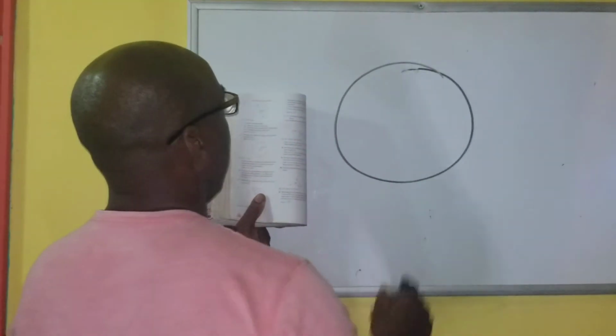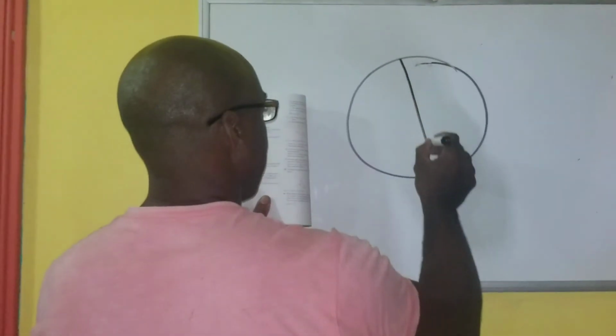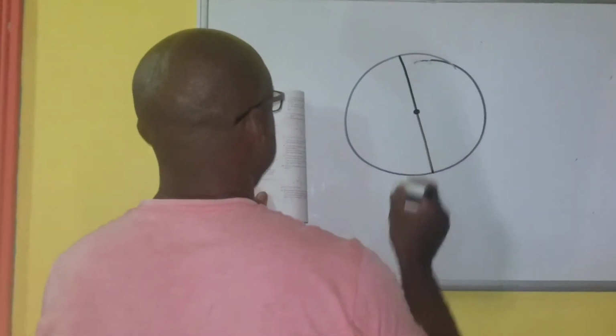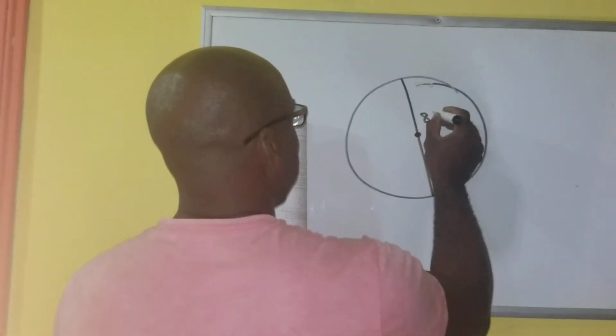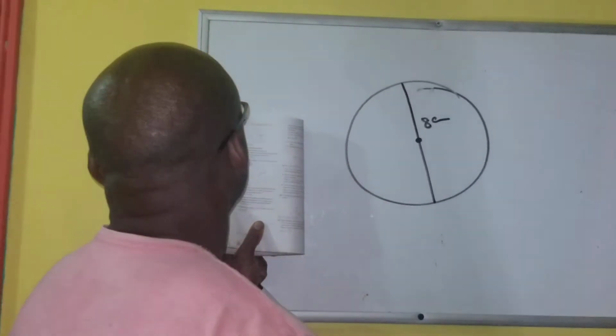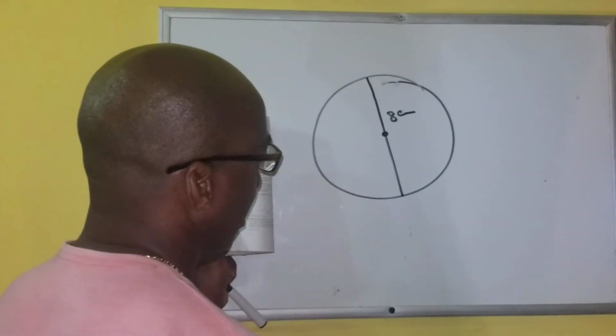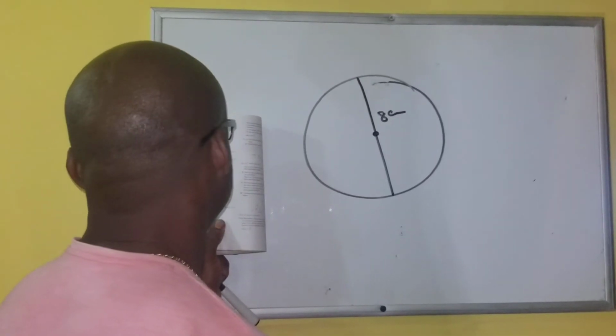Okay. And it says that the diameter, note it's a diameter, right? Is 8 centimeters. That's what they give you. And they say to state the radius of the circle. Talk to me, somebody. What's the radius?